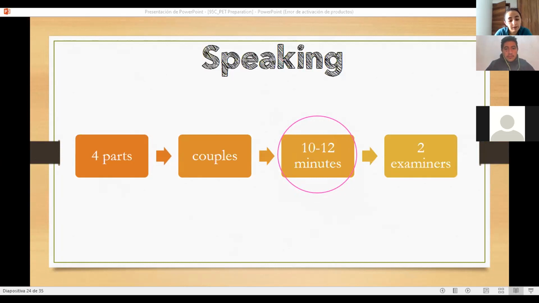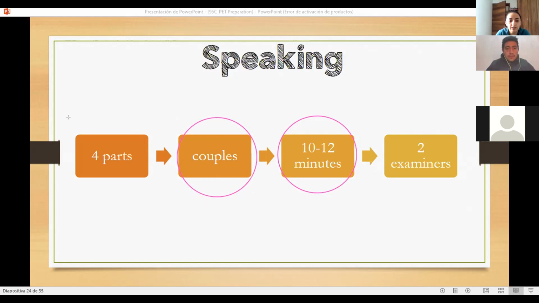This is the only part of the exam where you are going to interact in couples. It means that you're going to have someone else with you in this speaking part, like a classmate or a partner. We don't know who's going to be, because you are going to be called in couples for this speaking section of the PET exam.